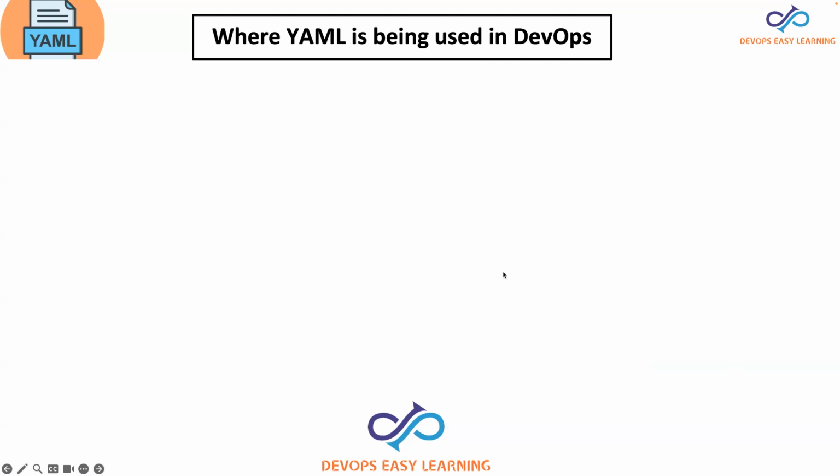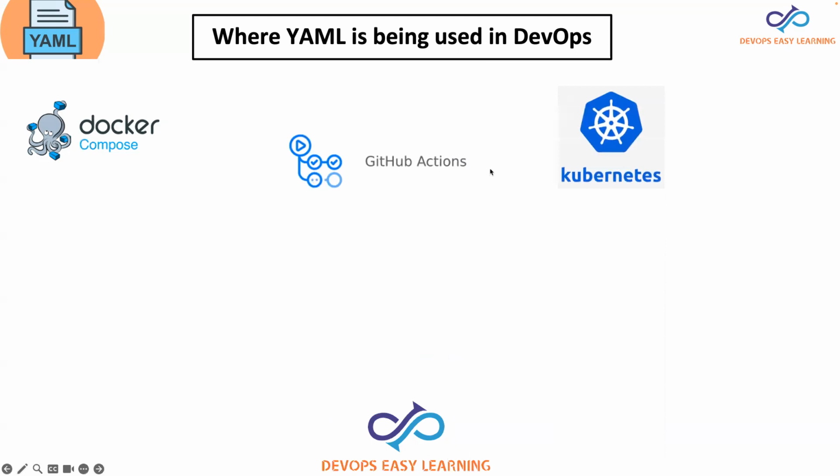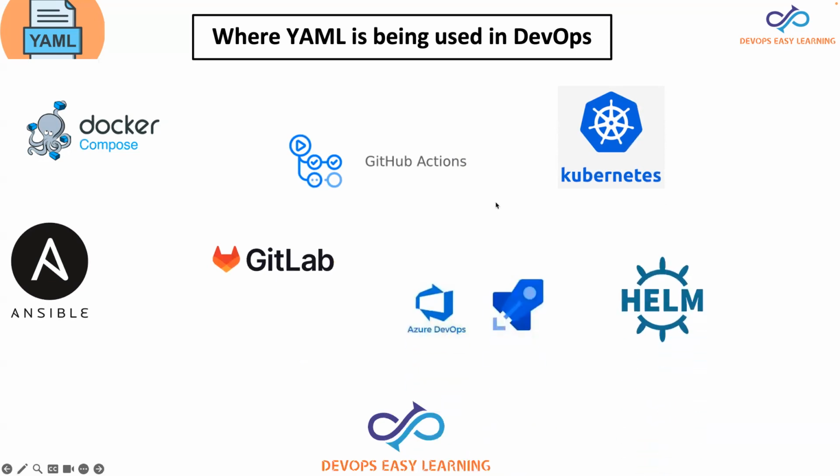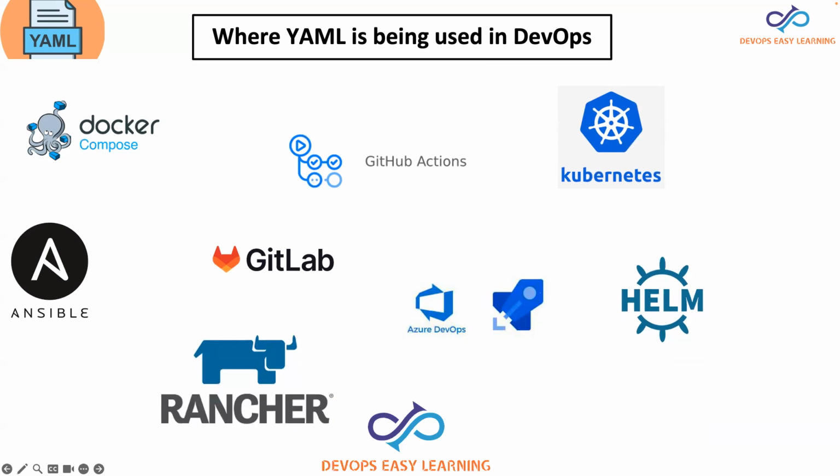Now, where is YAML used in DevOps? YAML is a language that is widespread around DevOps, and it is one of the languages that a DevOps engineer must know how to use. For example, YAML is used in Docker Compose, GitHub Actions, Kubernetes, Ansible, GitLab, Azure DevOps, Helm, Rancher, and many more.